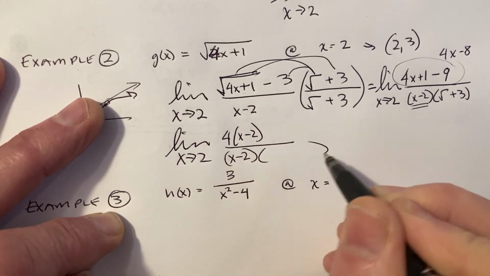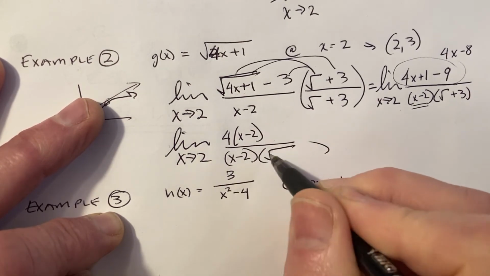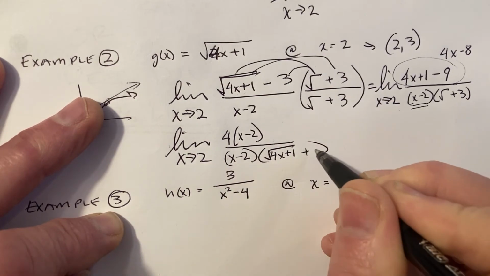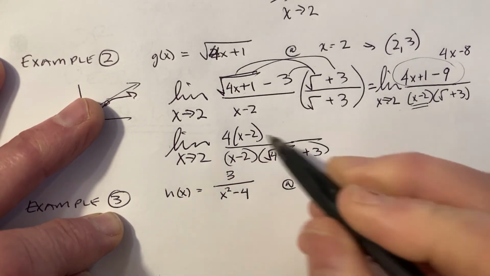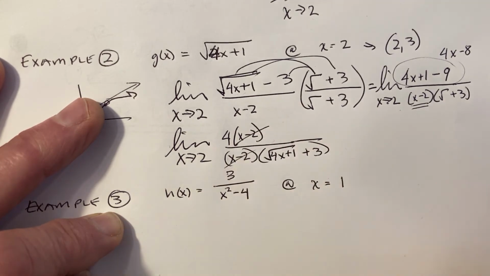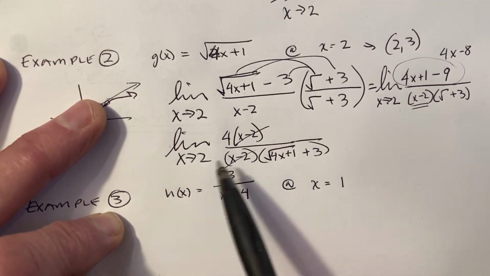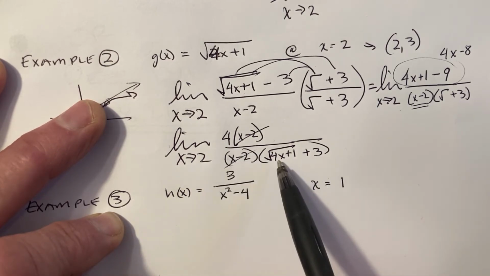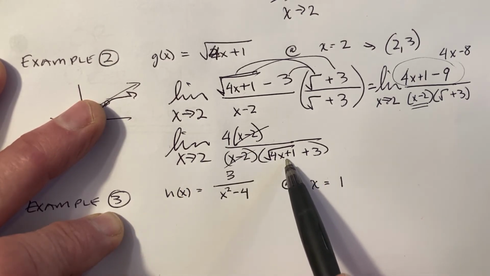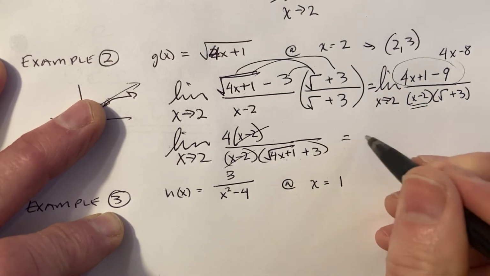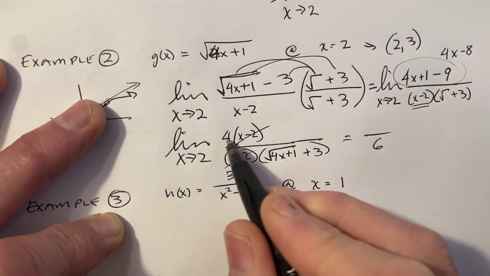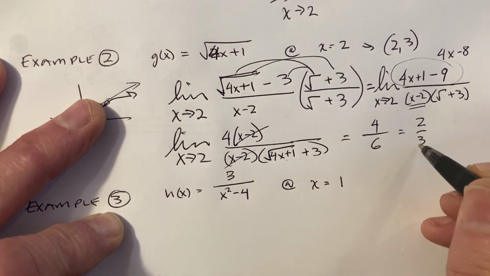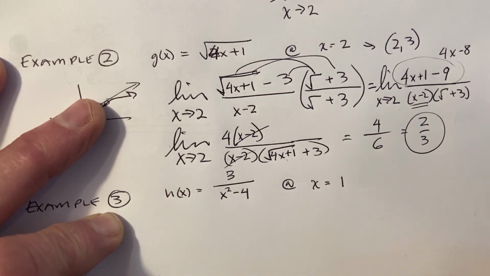Now here's where I'll write it again. The radical is then 4x plus 1 and then plus 3, and that's all in the denominator. Now this cancels and this cancels. And I no longer have the problem with 0 over 0 because when I plug in 2 right here, I get 3 plus 3 and I get 6. And there's nothing to plug in up here, that's 4. So it's 4 over 6, which is 2/3. That is the slope of my tangent line.